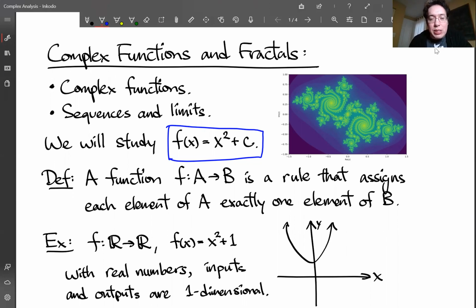Okay, so let's write down the definition of a function that I hope you've seen already. A function f from A to B is a rule that assigns each element in the domain A exactly one element of the range B. So this is the name of the function, what comes after the colon is the domain, and then the arrow towards the range of the set.